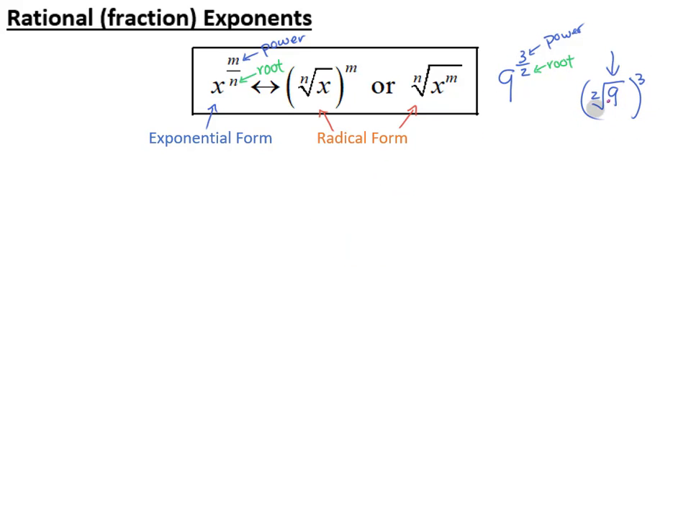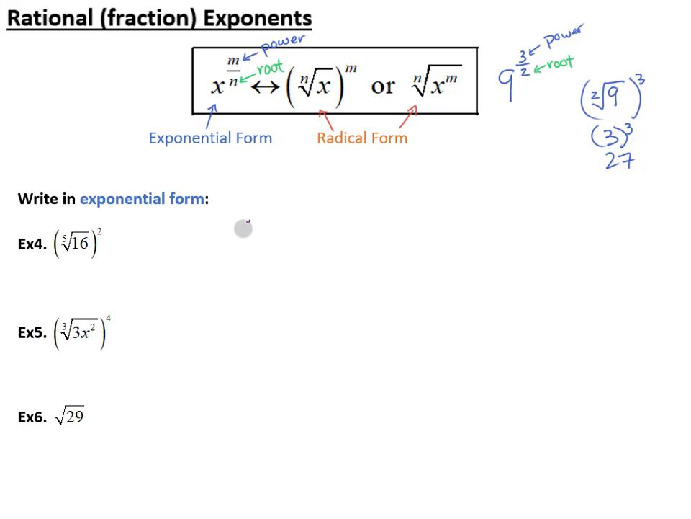And in fact, you could solve this. The square root of 9, at least the positive or principal root of the square root of 9, is 3, and 3 cubed is 27. And in fact, even if you type that into a calculator, 9 to the 3/2 power, it will still give you back the same answer, positive 27.